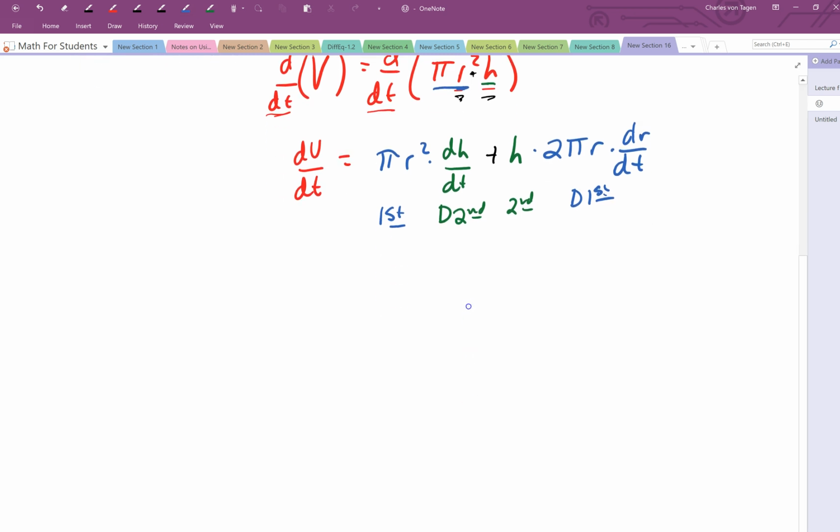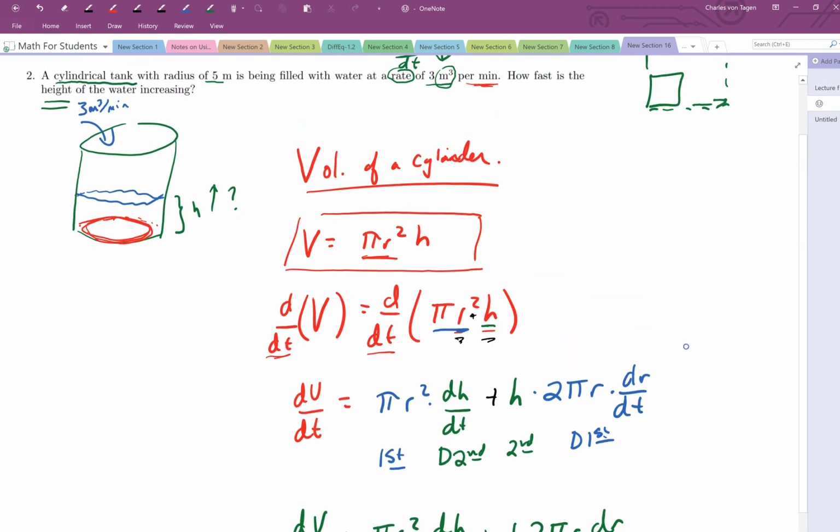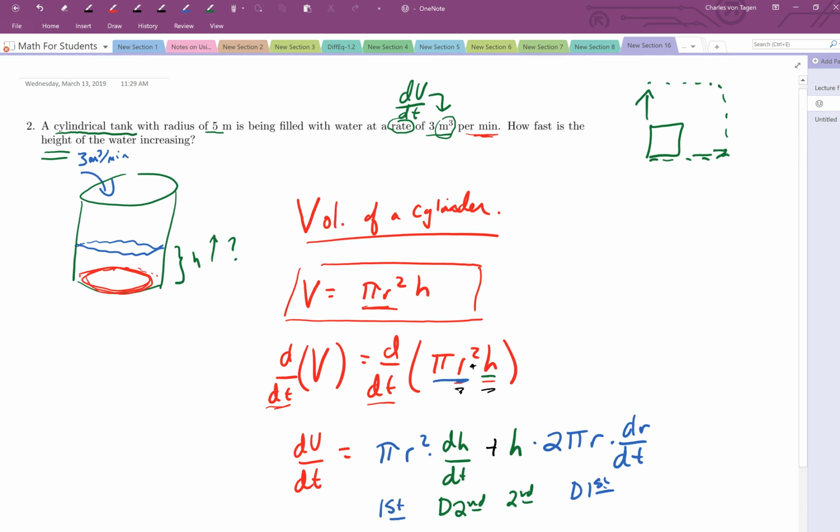Okay. So let's continue. Of all of these unknown quantities up here, which one are we trying to find? Let me just recopy this because it got a little messy. We have dv dt equals pi r squared dh dt plus h times 2 pi r dr dt. So let's go look at our question one more time. And we are asked to find what? We're asked to find how fast the height of the water is changing.